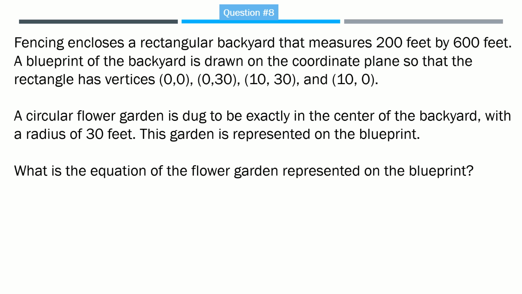Question number 8. Fencing encloses a regular backyard that measures 200 feet by 600 feet. A blueprint of the backyard is drawn on the coordinate plane so that the rectangle has vertices 0, 0, 0, 30, 10, 30, and 10, 0. So you really need to pull out your graph paper and sketch this. I'm just going to do a sketch, so it's not important that you have graph paper, but it's more organized and easier to see if you do.